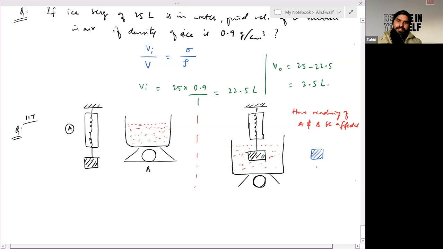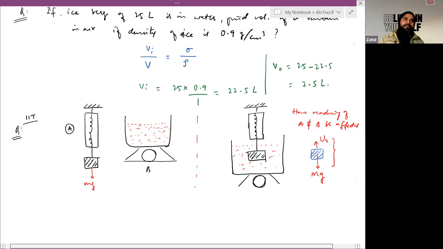This object is initially experiencing a downward force due to its own weight, mg. But now, since it has displaced some liquid, it must be experiencing some upward buoyant force. So the net force will be mg minus buoyant force, which will be lesser as compared to its initial value, that was mg.